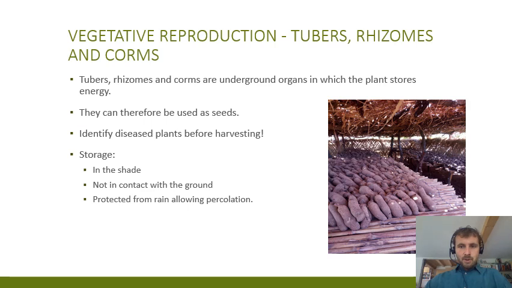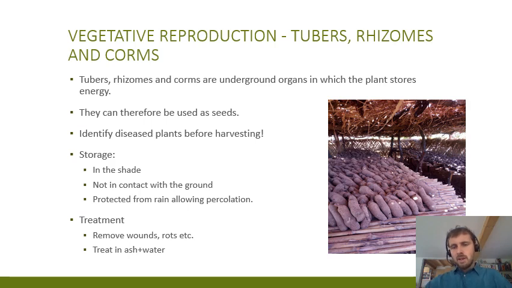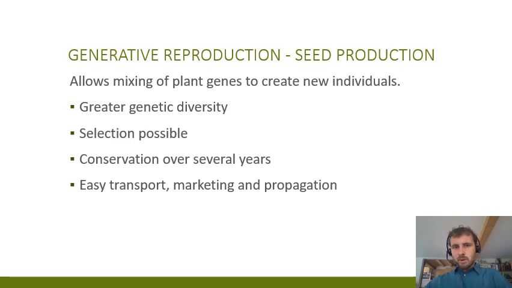And for storage of these tubers, they should be stored in the shade. They should not be in contact with the ground. And ideally, you should allow some water to percolate to wash them constantly and keep them moist. Before planting, it's important to treat them correctly, remove wounds, rot, etc. And you'd ideally treat them, put them in ash plus water to kill and get the possible pests out of it. So yeah, that was for the vegetative production.